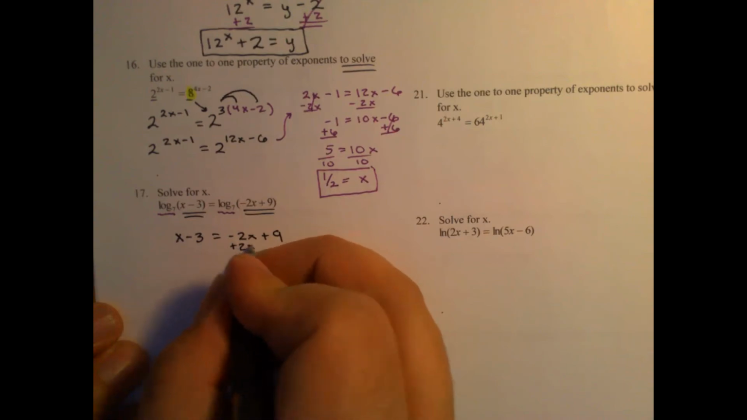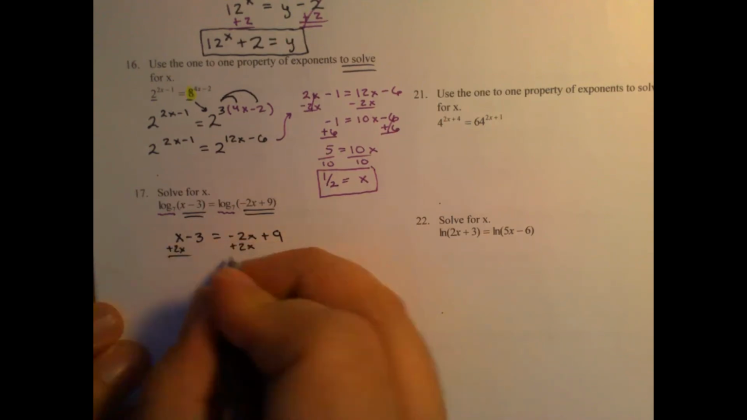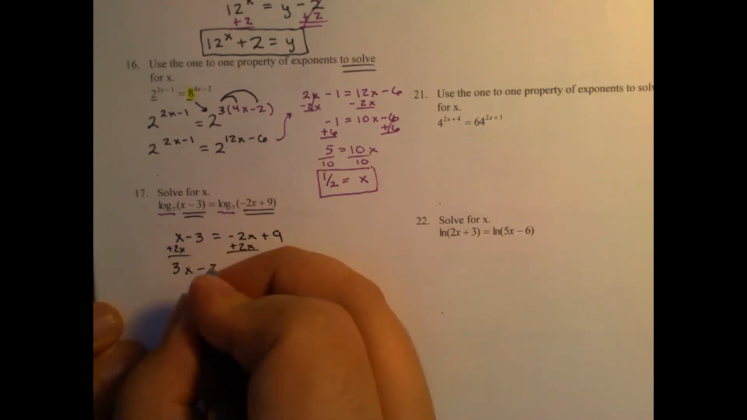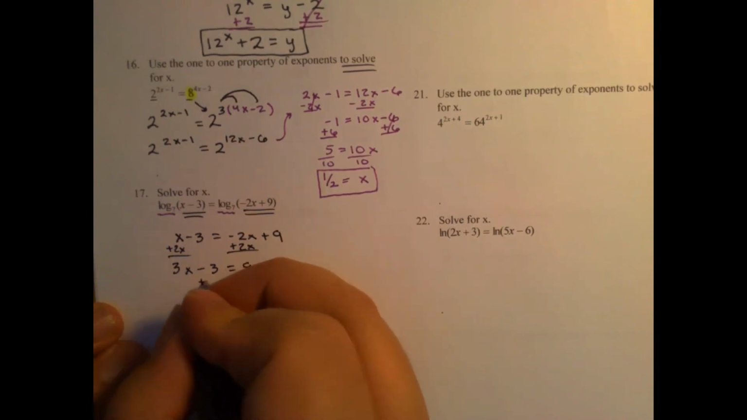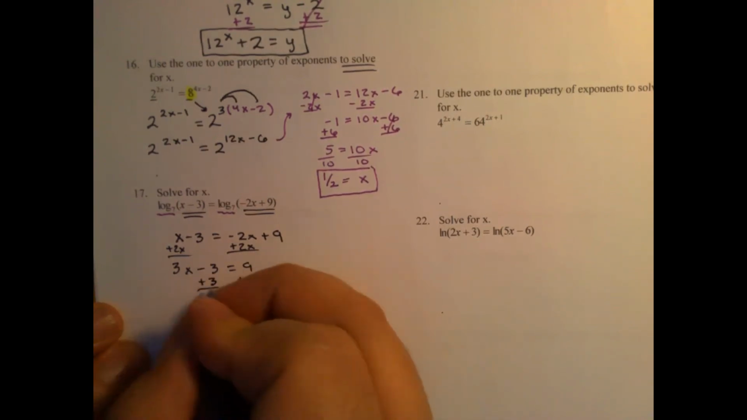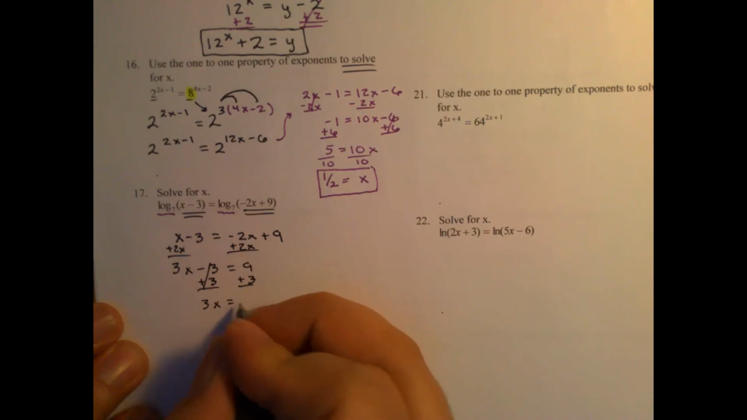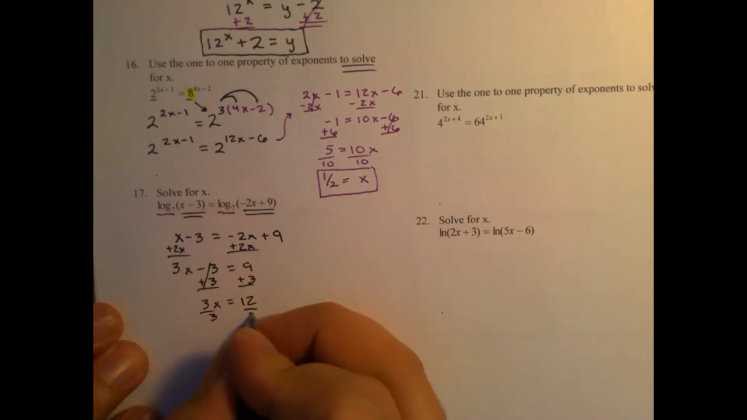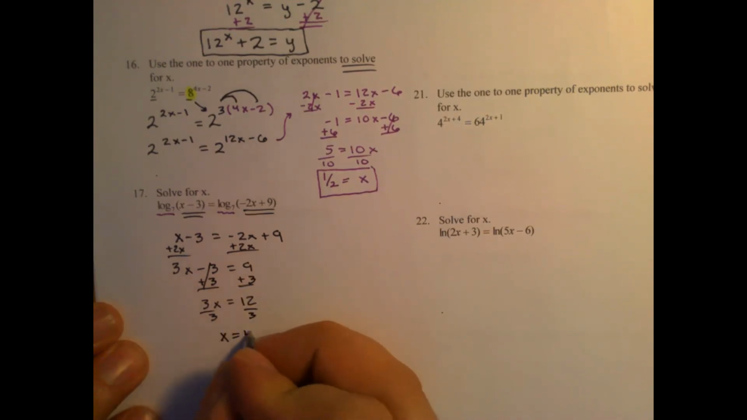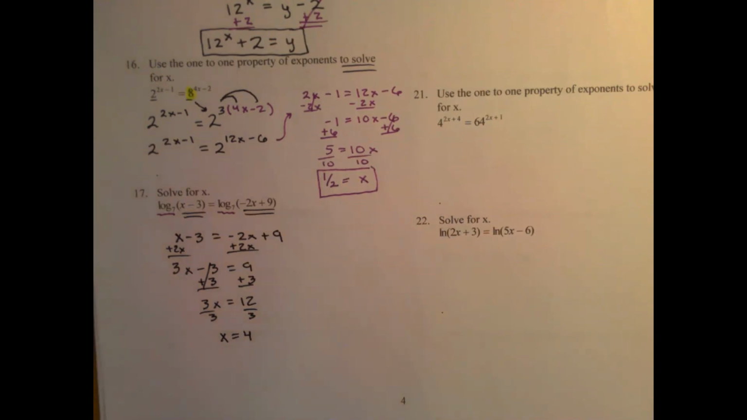I add my 2x to both sides. 3x minus 3 is equal to 9. Add the 3 to both sides now. 3x is equal to 12. And when I divide by 3 on both sides, we get that x is equal to 4. And before I say, yes, this is an answer, we're going to double check. Remember, the only thing I'm concerned about is that I take a log of a negative. That's what I don't want to do.